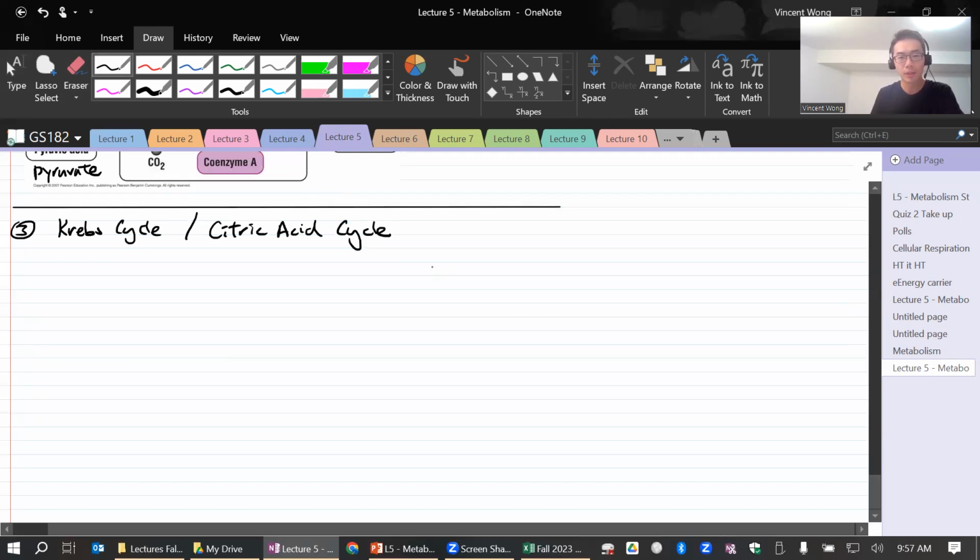So I just want to show you this visually. Hopefully it makes sense to you. Let me see how we can do this. All right. Glucose, 6 carbon, right?